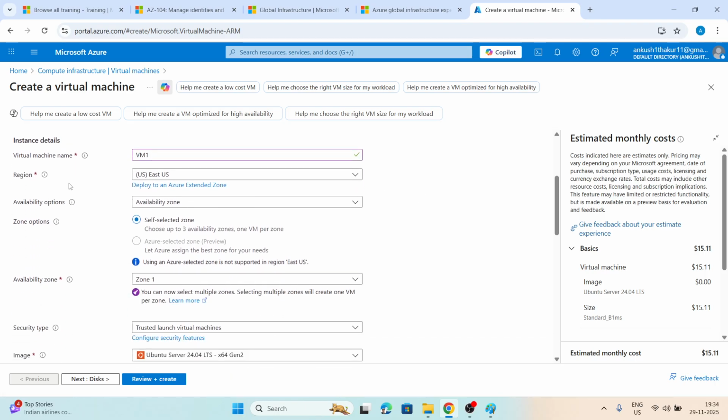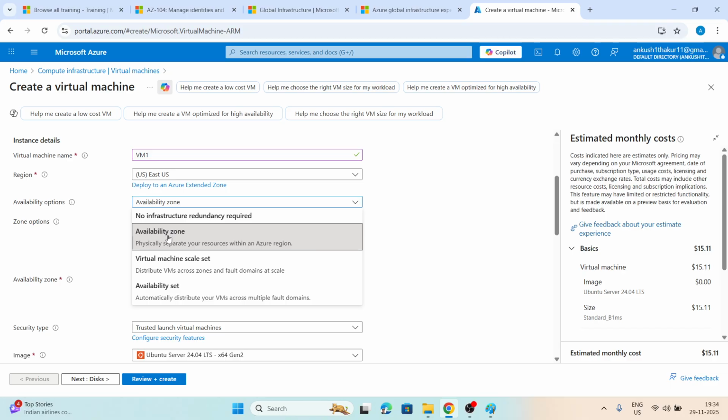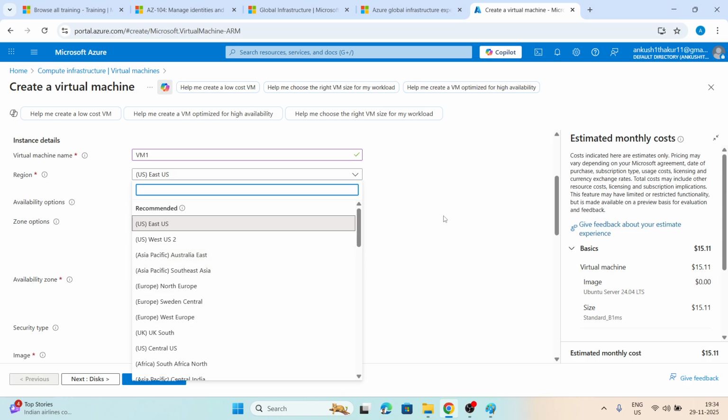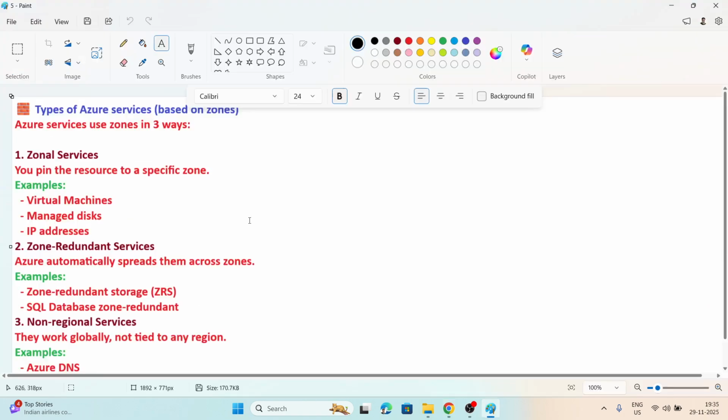So now here under the availability options, I can select availability zone or availability set. And here we get the option for availability zone. And here is the region where I can select the region. Now, types of Azure services: Azure services use zones in 3 ways.